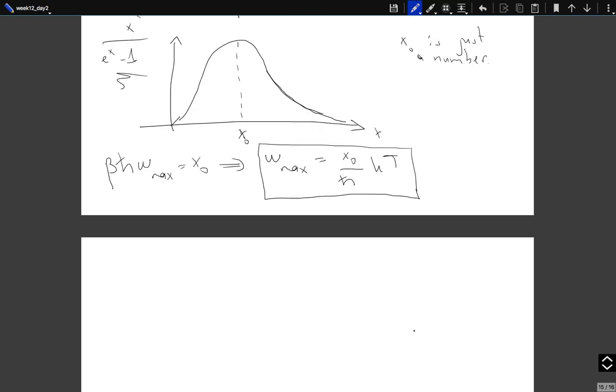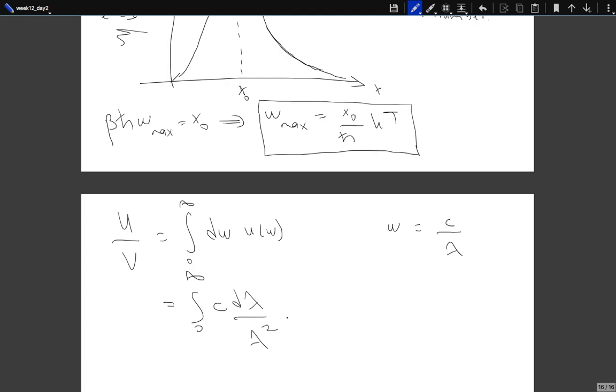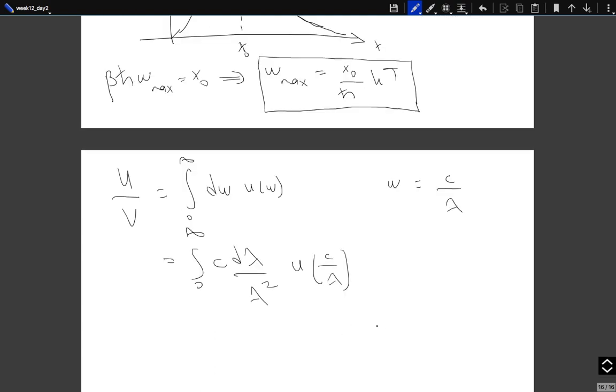What is usually done is, you see, we have the u over v. This is the u of omega. But omega is, in terms of lambda, c over lambda. So this is equal to, again from 0 to infinity, d omega is c times d lambda over lambda squared, u of c over lambda. This is as a function of the wavelength.